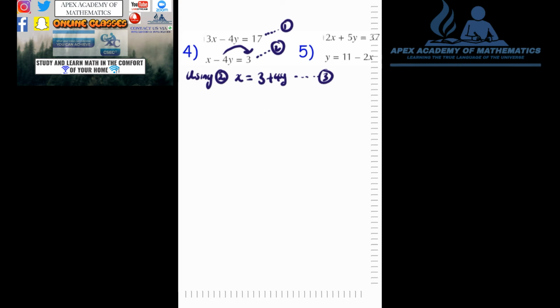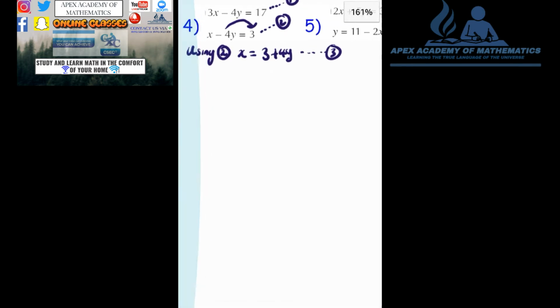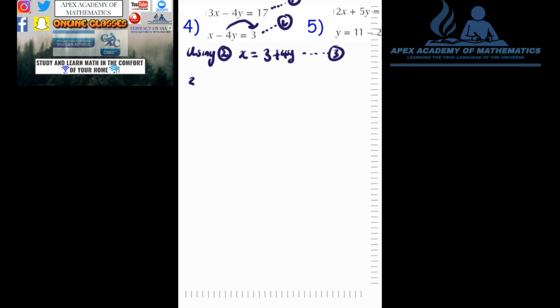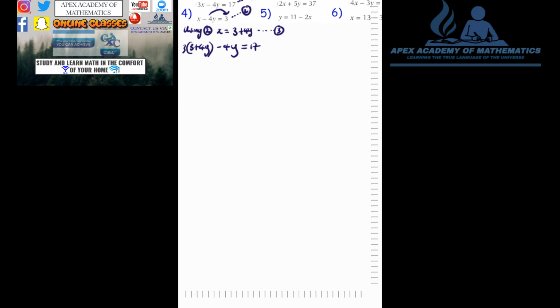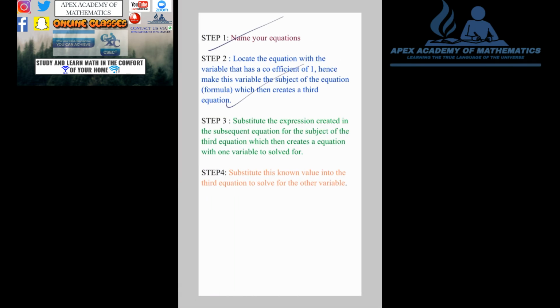Let's get to work. So we have, let's zoom it up here. We have, oops, not 3x, but x is 3 plus 4y. So we have 3 times 3 plus 4y, and that's going to be minus 4y here, minus 4y, and that's equal to 17. All right, lovely. So that's what we have done so far.